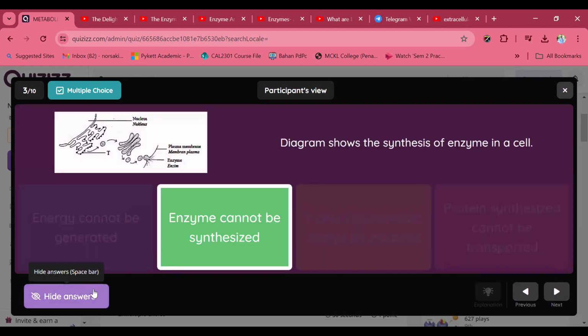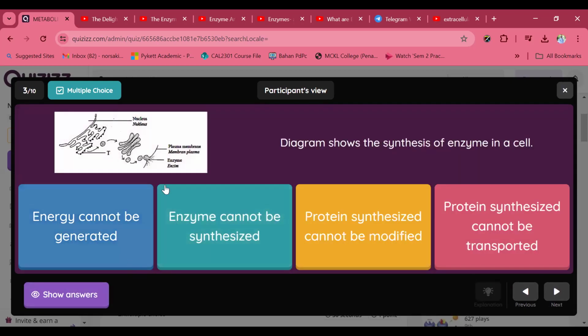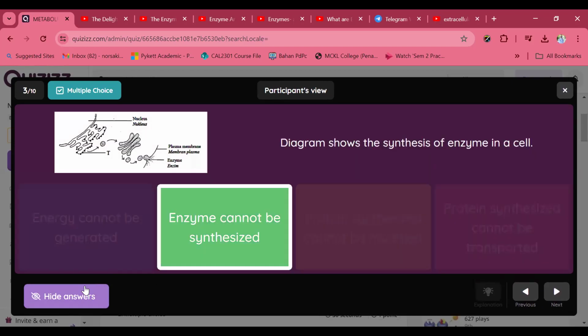Now, this one, I think I forgot to finish the question. Okay, so the answer for this one is, the diagram shows the synthesis of enzyme in a cell. What is the question? I forgot. Okay, the question is, how can you forget the question? I only write the introduction. Which question did I pick from?